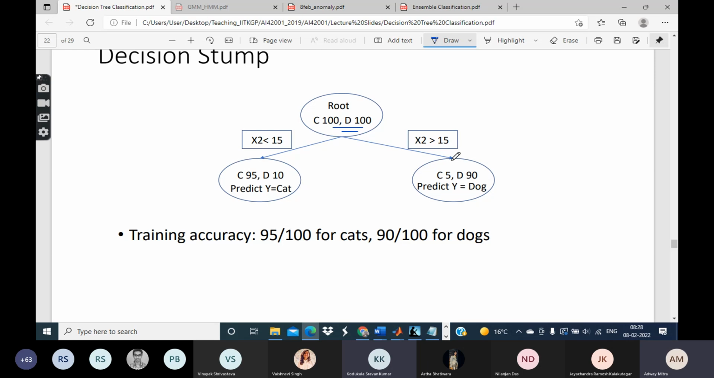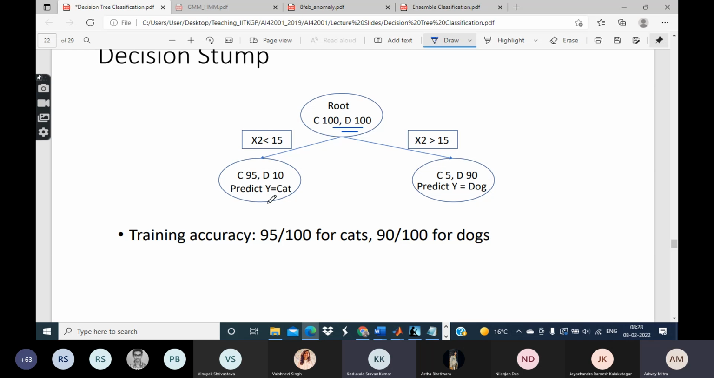If the weight is more than 15, then I will predict dog. Okay. So if this is my classifier, then the question is how accurate that classifier is going to be. Of course, for that we need to take a validation set and a testing set and so on. But let us say just on the training set, what its accuracy is going to be.